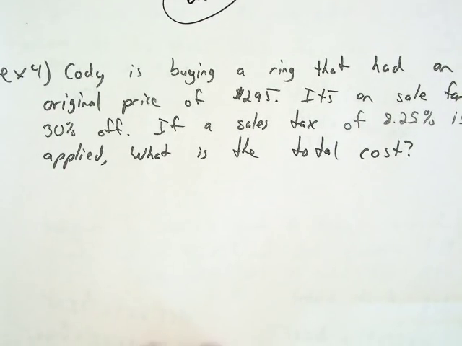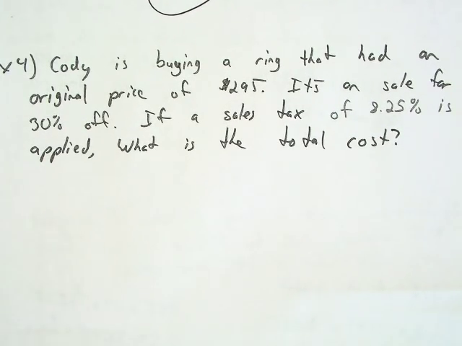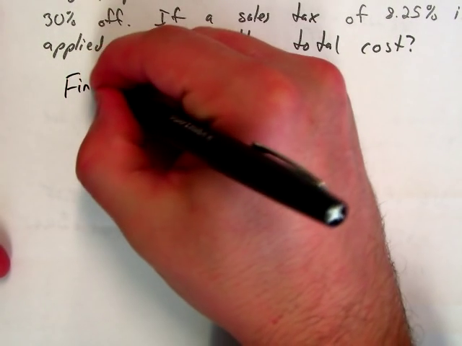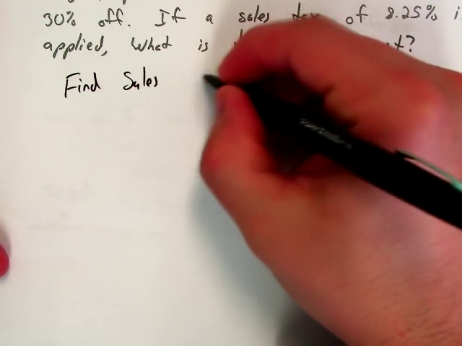Example 4. This is a good one. It says Cody is buying a ring that had an original price of $295. It's on sale for 30% off. If a sales tax of 8.25% is applied, what is the total cost? First, we want to find the sales price.